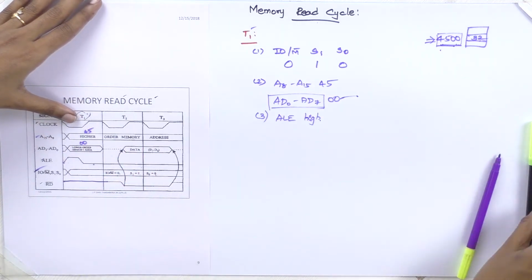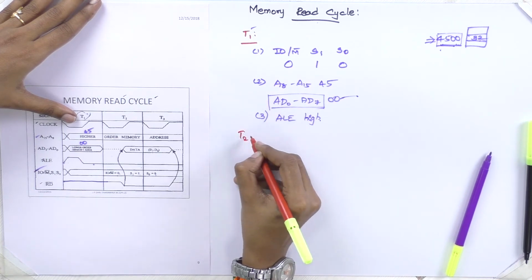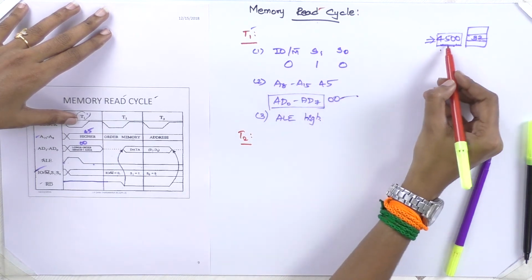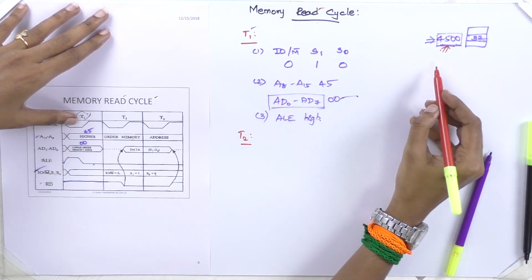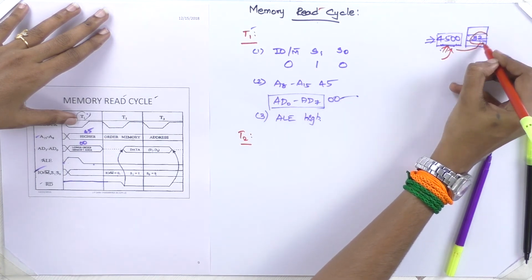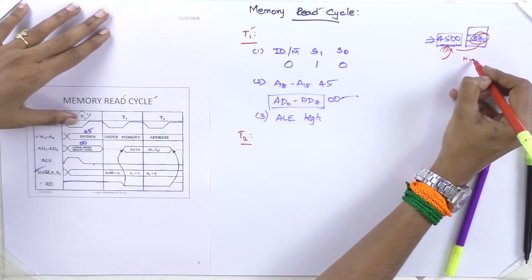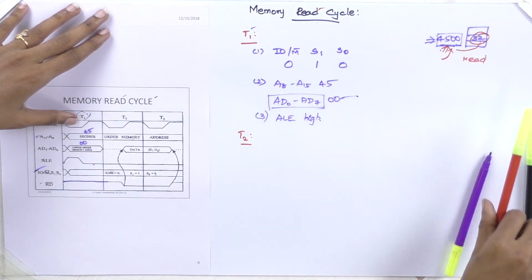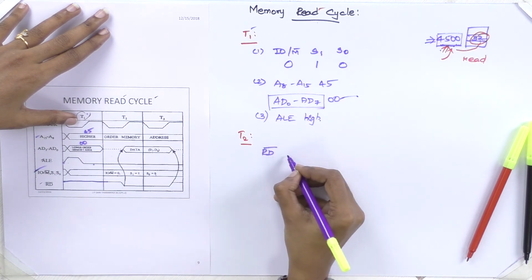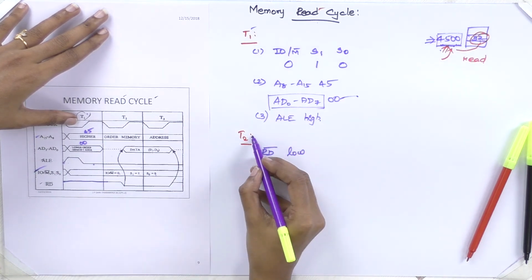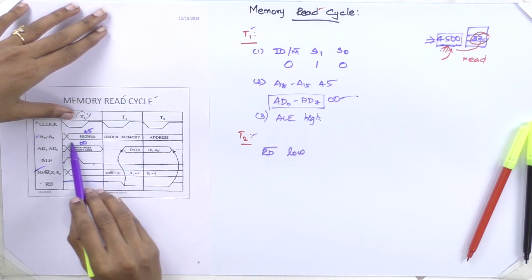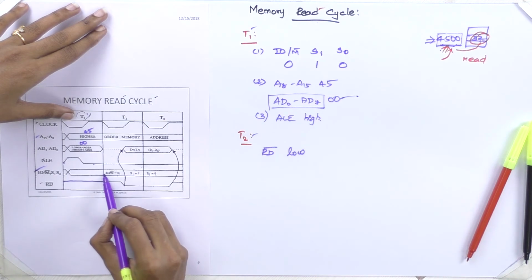Next we will see what happens at T state 2. This is the memory read operation, right? Now we know the address 4500. What the processor has to do next is look at 4500 and take this value 32, which means that it has to read this value 32. So in order to read this value, your read bar should be low here at T state 2. Now we look at the timing diagram. There is no change in the address, no change in the control signal.